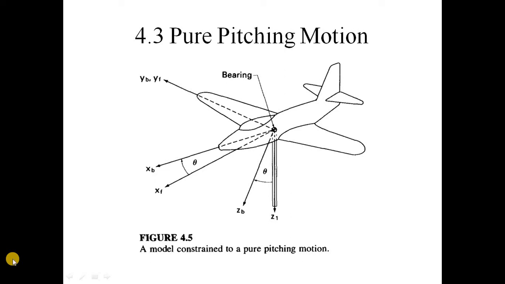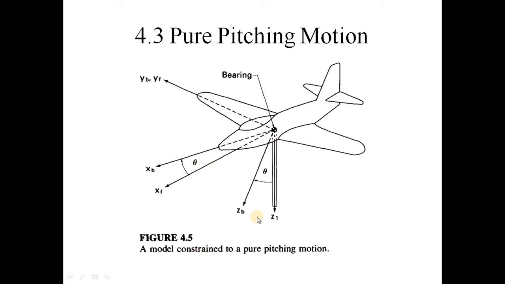Okay, now it's time for 4.3, pure pitching motion. If you look at this picture, figure 4.5, you will have theta here. Theta is the pitch angle. It's basically the angle between the x body axis and the x of the Earth axis, xf. So this is the pitch angle.